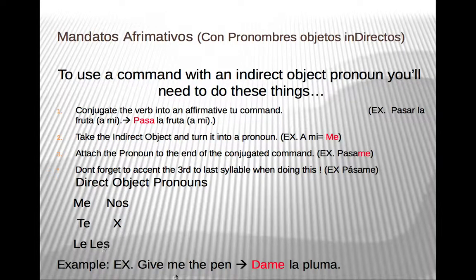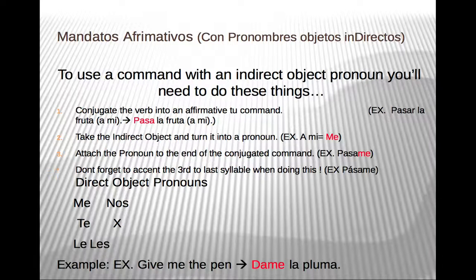So I apologize. Okay, we have give me the pen, dame la pluma. Why is dame not accented? It doesn't have 3 syllables. It does not have 3 syllables, exactamente. Okay. I'll give you some time to finish writing.